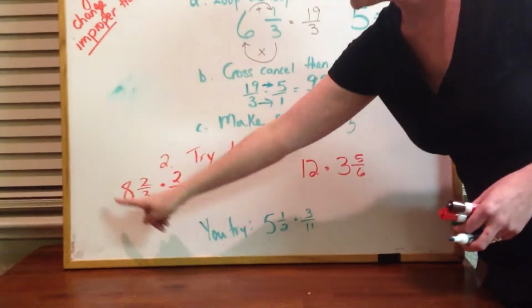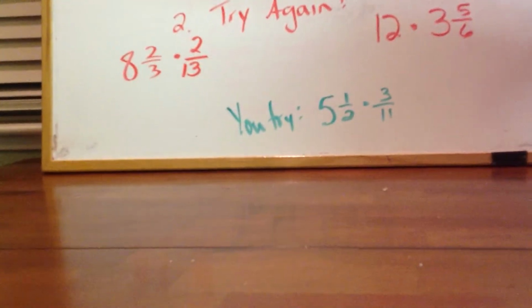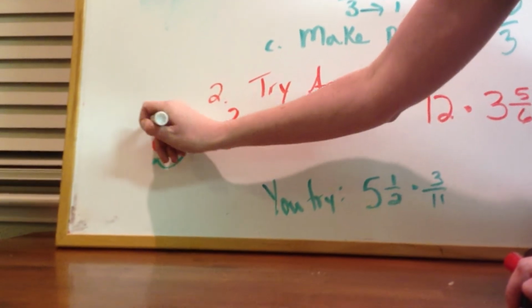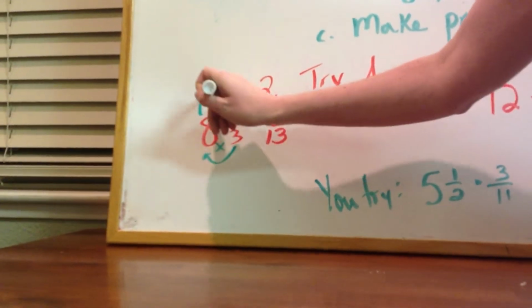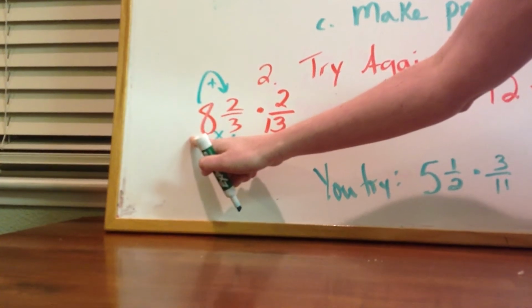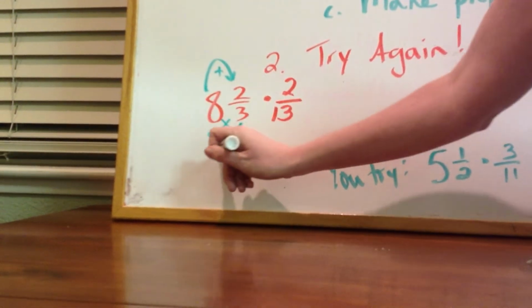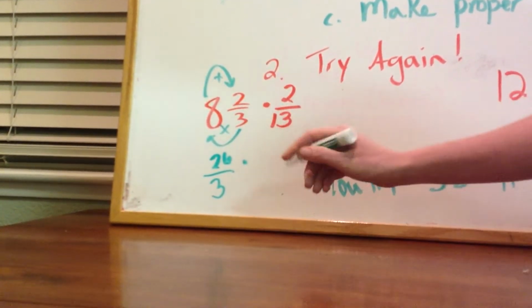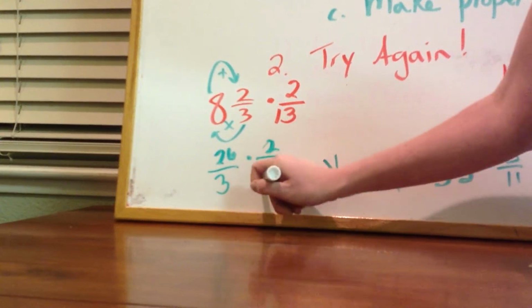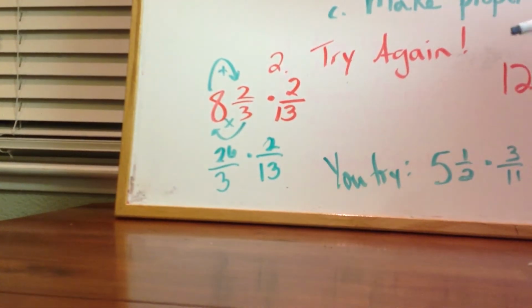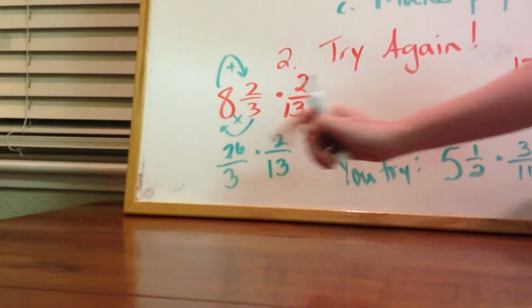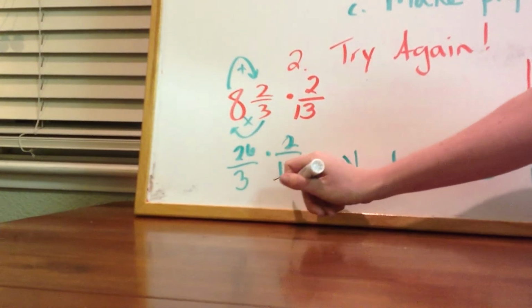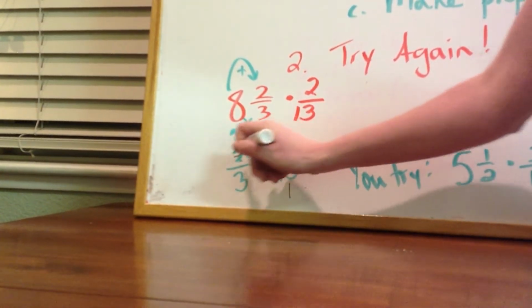So let's try this one. 8 2/3 times 2/13. So the first thing I need to do is make them improper. So I'm going to do my little loop-de-loop. Multiply, then add. 3 times 8 is 24. And 24 plus 2 is 26. So this is 26/3. This one's already just a regular fraction, so we're going to leave it as it is. 2/13. Now we're going to check to see if we can do any cross-cancelings. We have a 3 and a 2, that doesn't cross-cancel, but we have 26 and 13, and they do. 13 goes into 13 one time, so we cross-cancel, make it a 1, and 13 goes into 26 2 times.